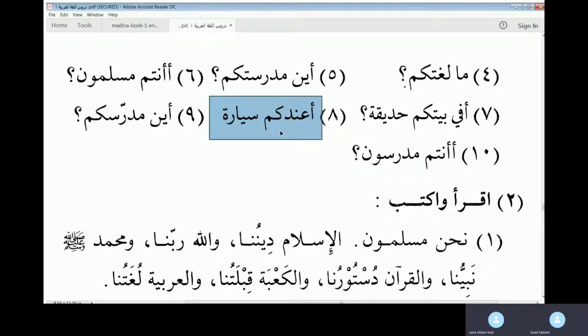Naam, indana sayaratun. Indana or indina? Indana sayaratun. Yes, we have a car.